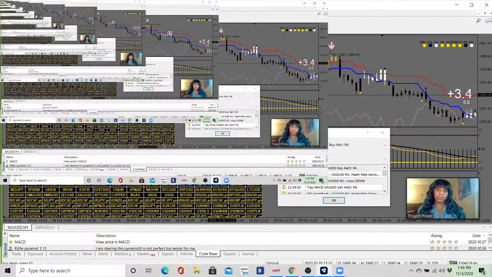That's 26 pips. All right. So yes, I wait until that line crosses. Yes, I do miss some pips, but I also miss some pullbacks as well.